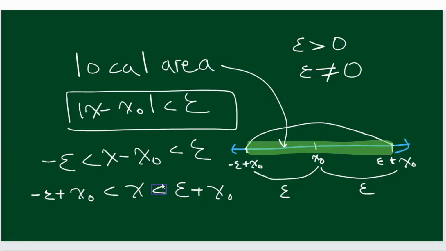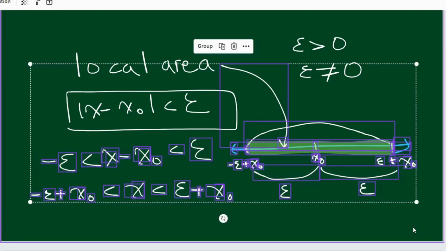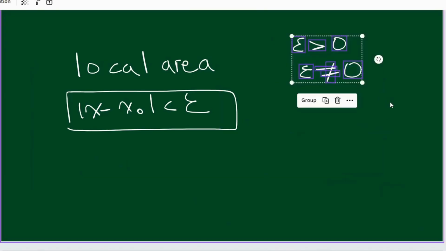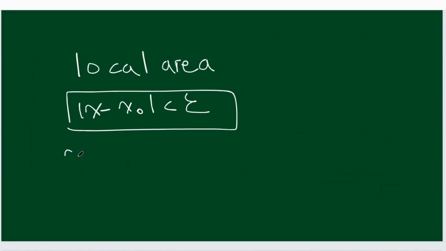So what about in a two-dimensional case? What is the local area in a two-dimensional case? Well, in that case, x0 is a point with x and y coordinates. So, for example, x0 is equal to (a, b), and the point can be, for example, (2, 1).